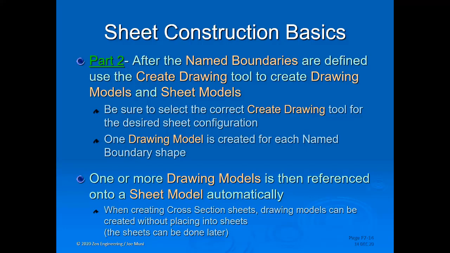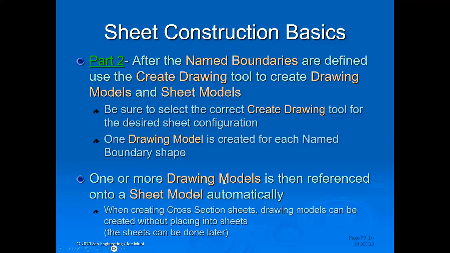There is the ability, if you're doing cross sections, one note here, when you create a plan or plan and profile type sheet, the drawing models and sheet models are all created together as one step. Now, there is the ability on the dialog for cross sections to turn off the sheet model process, and it will only create those drawing models.